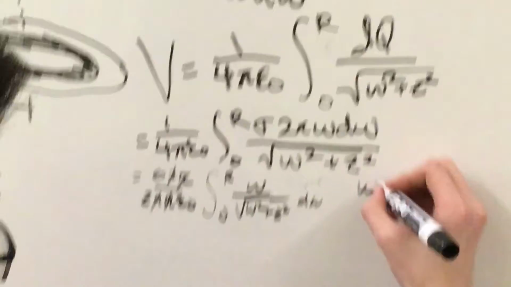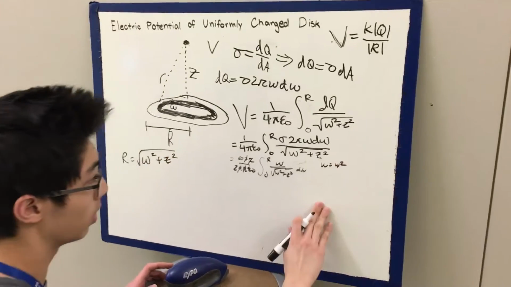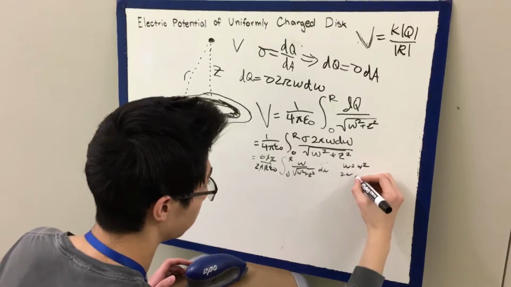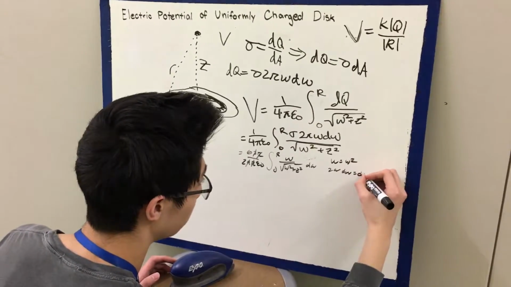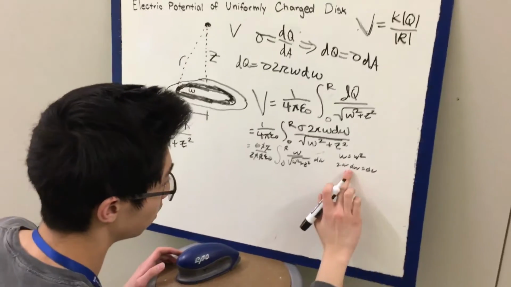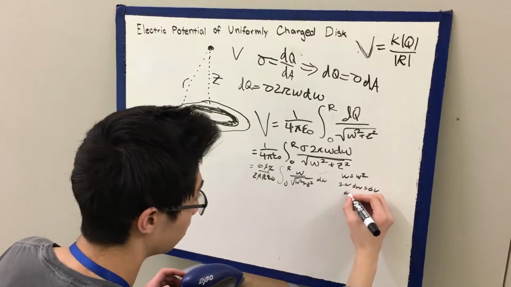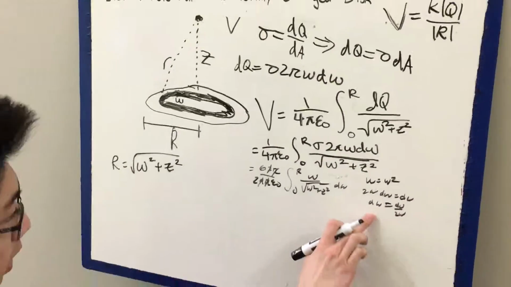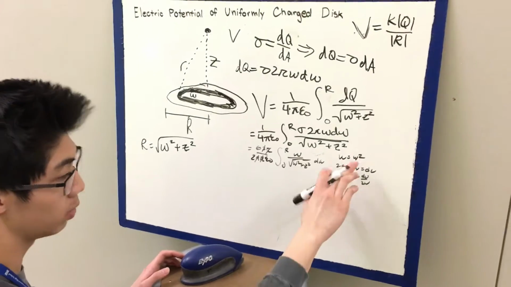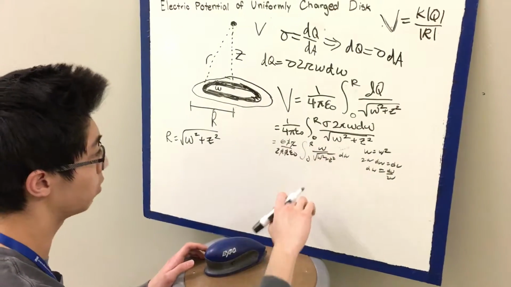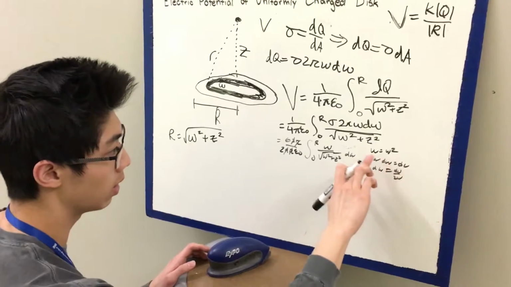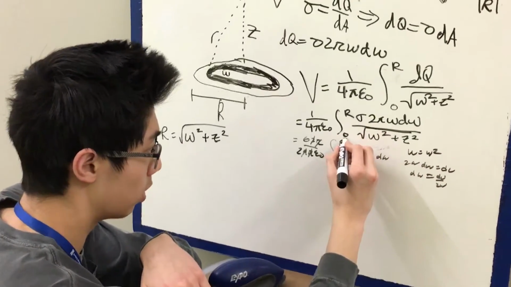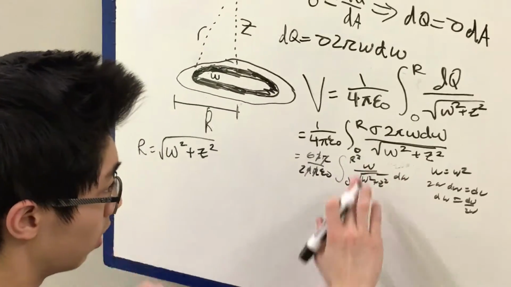We can say that u is equal to w squared to make this integral easier. So we differentiate both sides, and we get 2w dw equals du. Now we can isolate dw on one side, so we get dw equals du over 2w. Now we can plug this in for dw, but since we're making the substitution, we have to make sure to change our bounds accordingly. We plug in our bounds to find our u bounds, so we'd be integrating up to r squared.